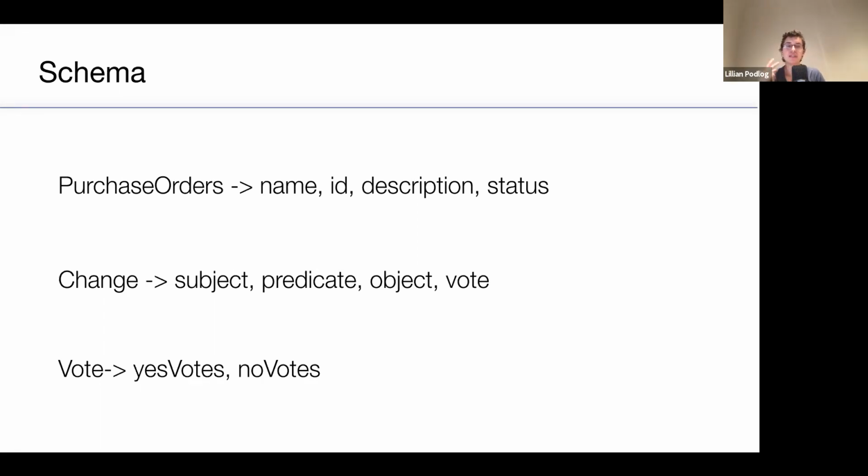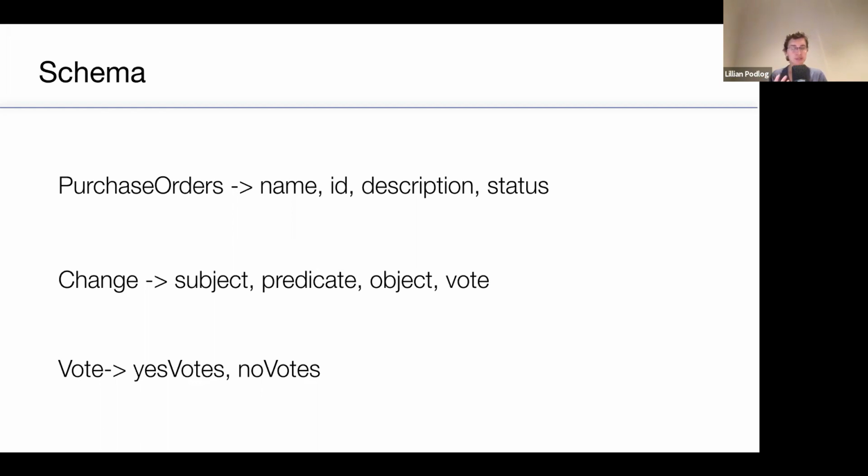So in order to build this up, we'll need to create 3 collections. And like I mentioned before, collections are analogous to relational database tables. So we're going to create a purchase order collection. And that purchase order collection will have several different predicates, or several different features. Among those are a name, an ID, a description, and a status.